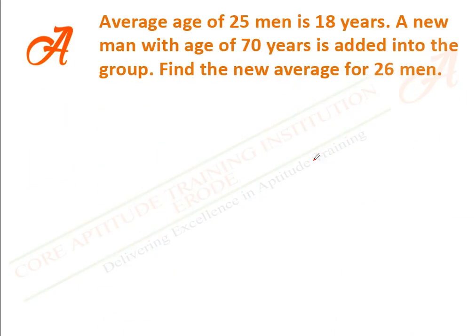Now, again, you have heard of many people solving averages using this conventional way of solving. Let's solve this sum without using any calculations. Just use common sense. Average age of 25 men is 18 years. A new man with age of 70 years is added into the group. Find the new average for 26 men.